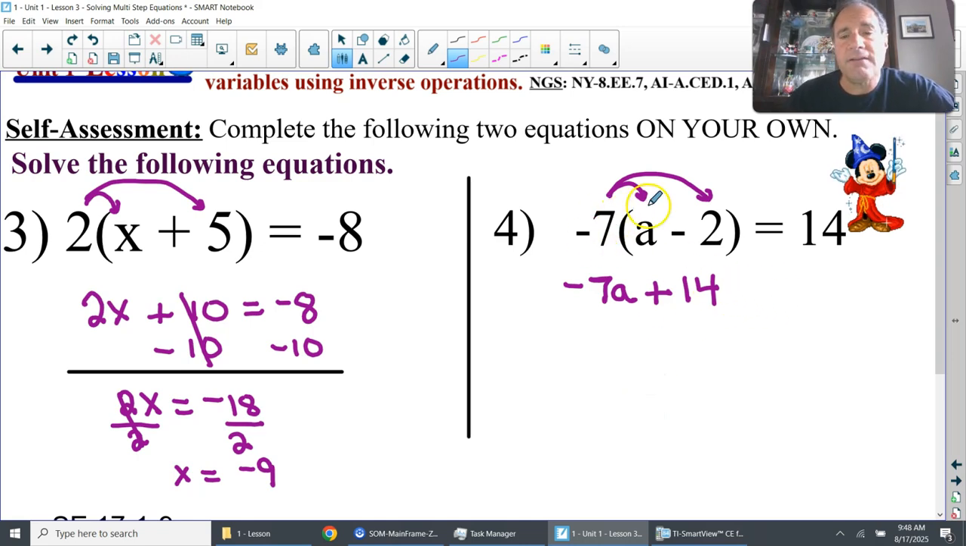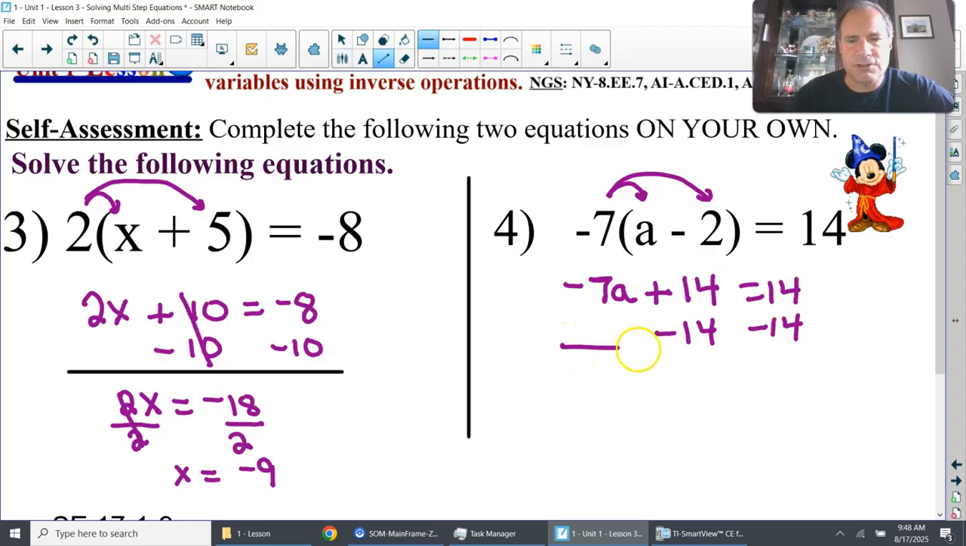But just this negative times a negative, if a teacher ever told you to bring down the negative, don't do that. This is negative times a negative. It's a positive. Be aware that that is going to happen. So this is a two-step equation. So you're just going to subtract 14 on both sides because you see addition.